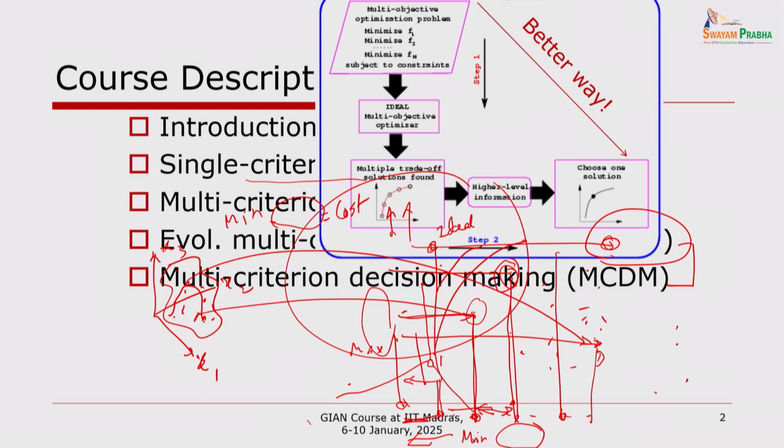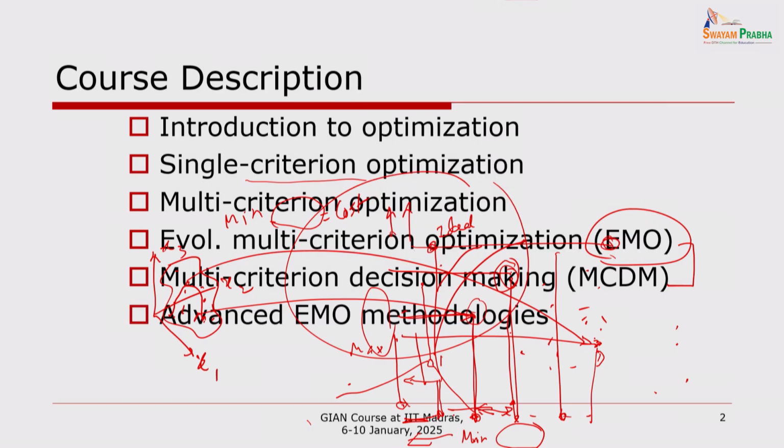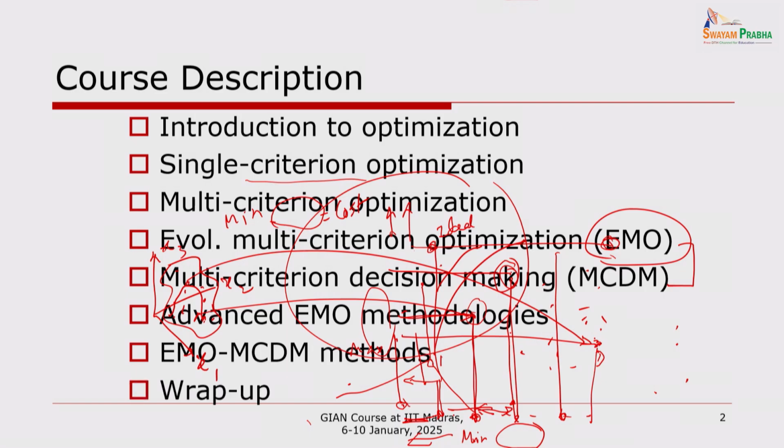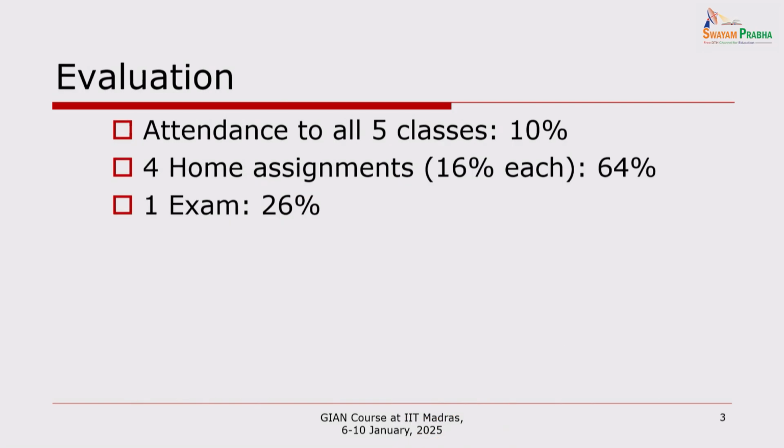So I'm going to talk to you about some of the methods that we have combined with optimization and decision making. And then at the end, the very last day, we're going to talk about some advanced methods, mostly for those of you who are curious about what is currently going on in the field. Yeah, this one should have been before, but I already talked about combining EMO and MCDM methods, and then of course wrap up. So that's about the course.